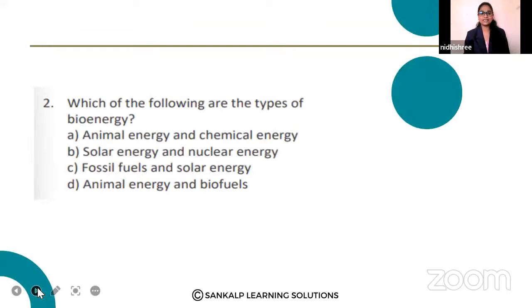Which of the following are the types of bioenergy? So, bioenergy types are there.